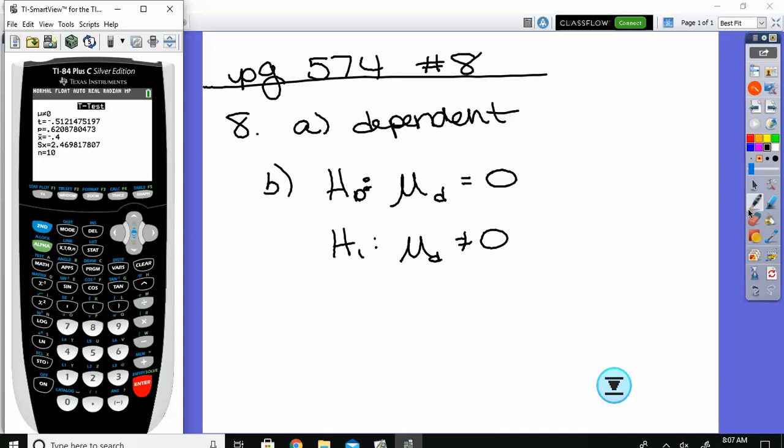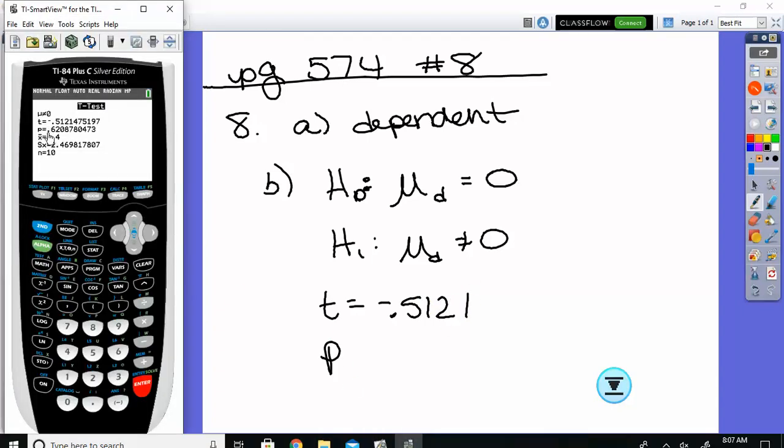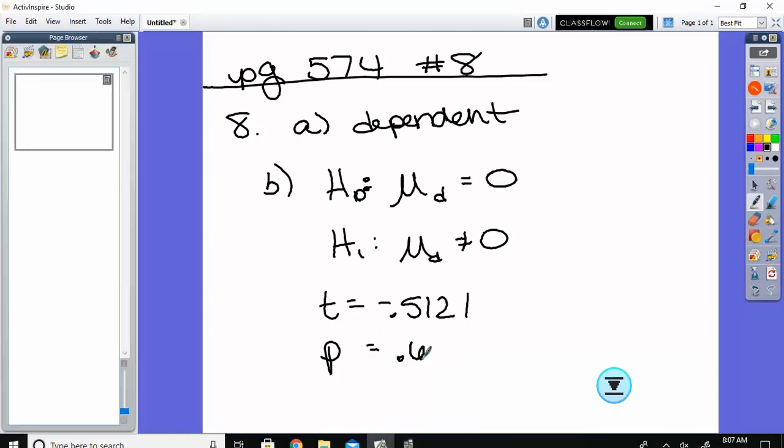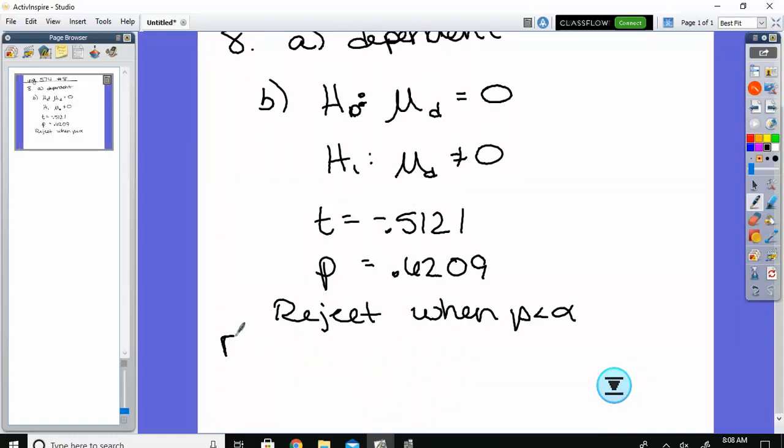So our t is negative 0.5124 or 21. The probability is 0.6209. Remember, in general, you reject if P is less than alpha. And that's always, regardless of what type of test we're running. So is my P less than alpha? No. So that means we fail to reject.